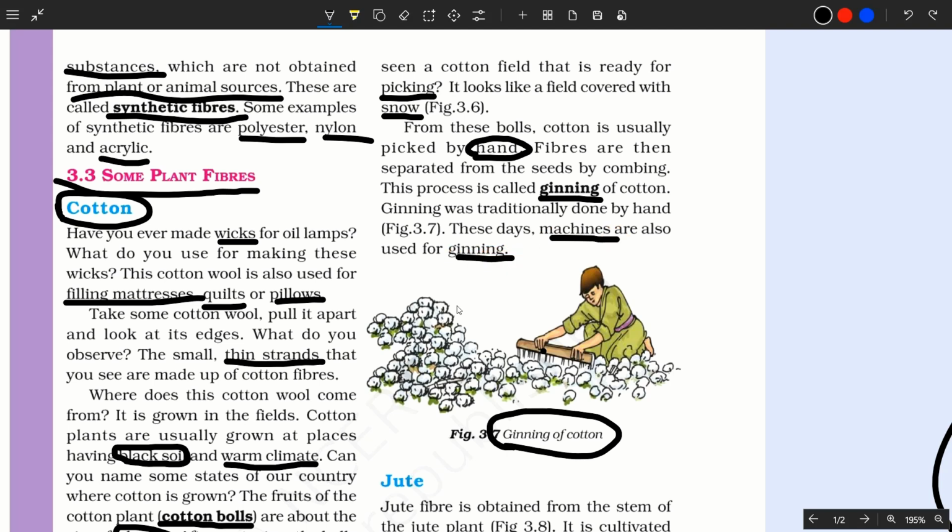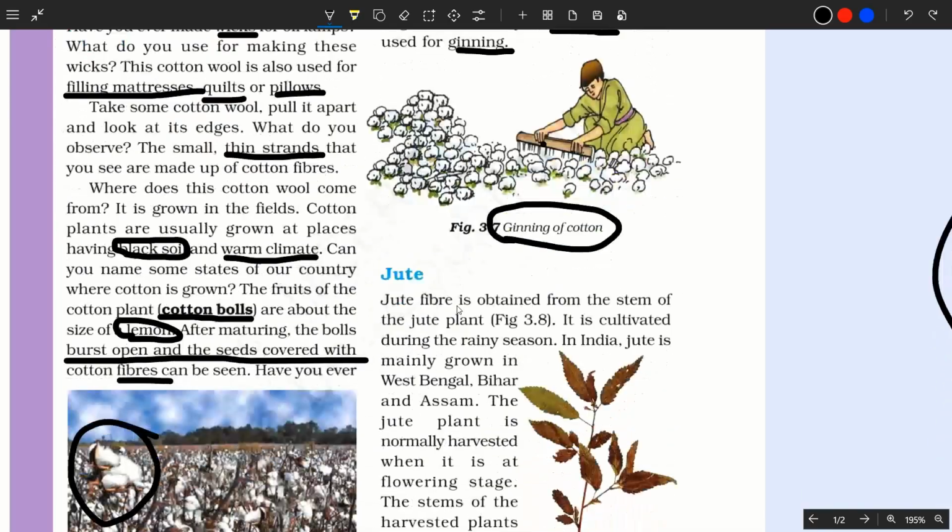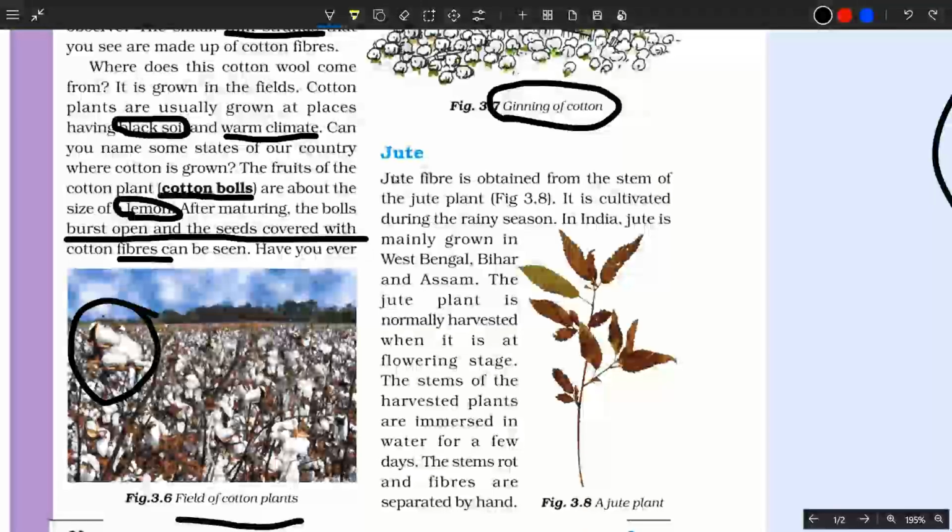Ginning means taking cotton out from the plants. Next, we'll go to the jute plant. Jute fiber is obtained from the stem of the jute plant.